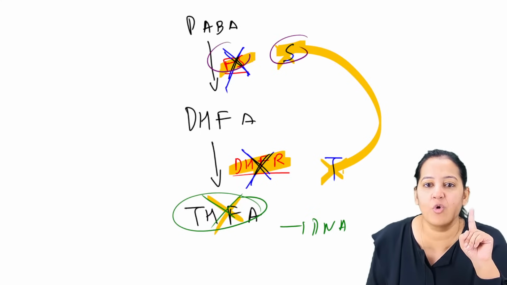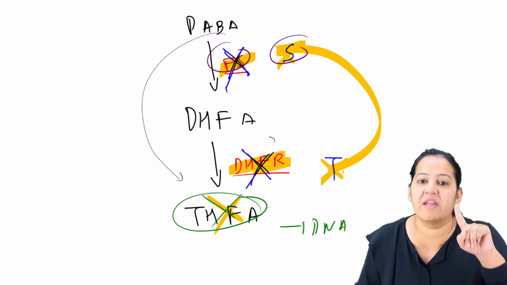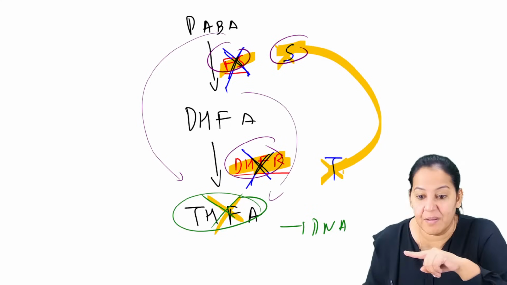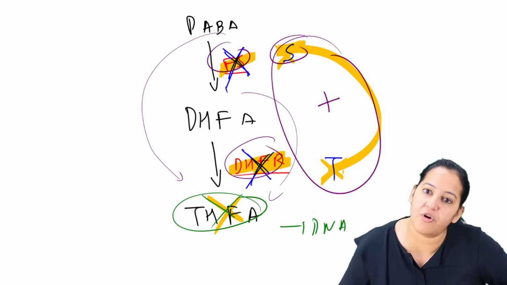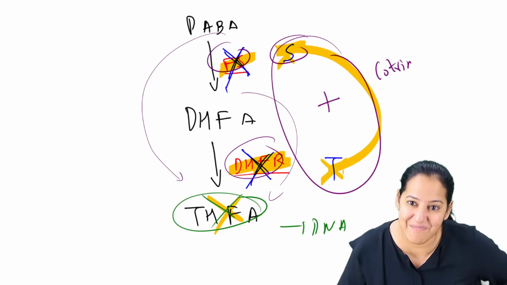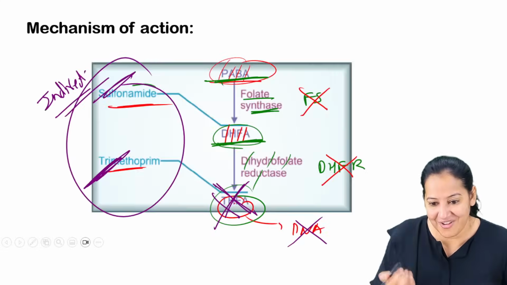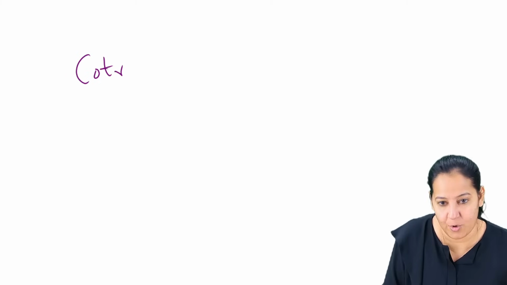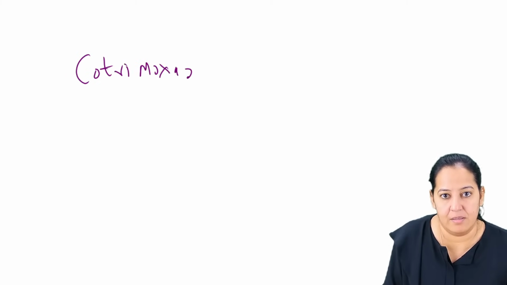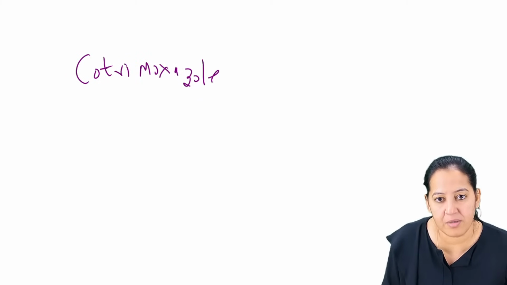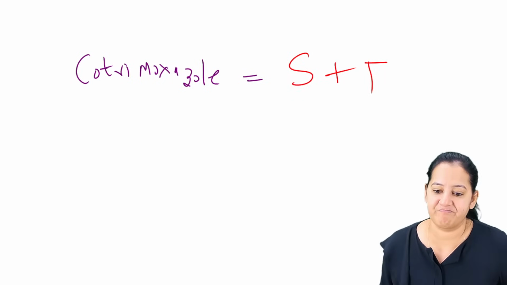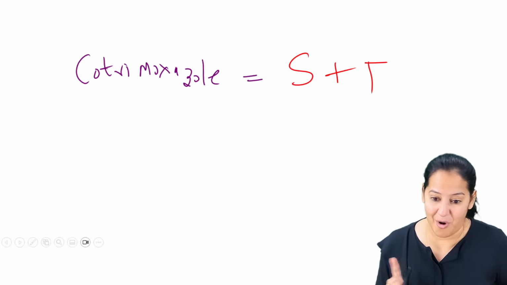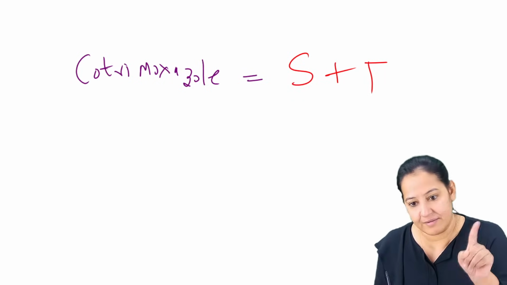If we are giving this alone, maybe by some alternate mechanism it is formed. So we give them in combination, and the combination of the two is known as cotrimoxazole. So what is cotrimoxazole? Cotrimoxazole is the combination of sulfonamide and trimethoprim. We give them in a combination. So the tablet available contains both, है ना?